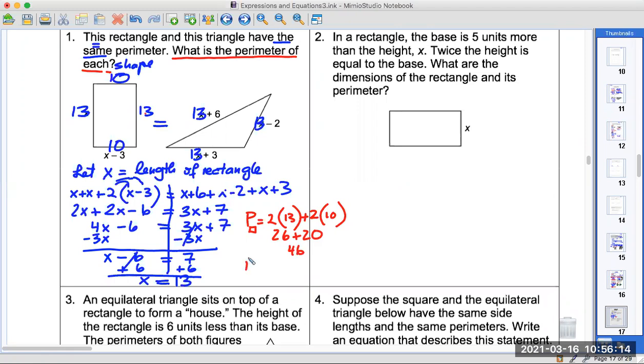And then the perimeter of the triangle. 13 plus 6 is 19. Plus 13 minus 2 is 11. And 13 plus 3 is 16. 19 plus 11 is 30. 30 plus 16 is 46. The perimeter of each shape is 46.